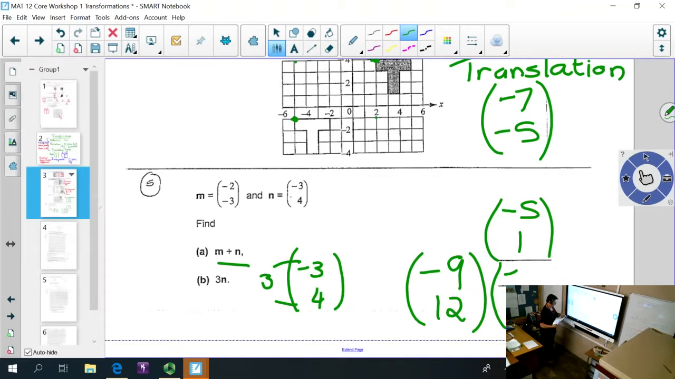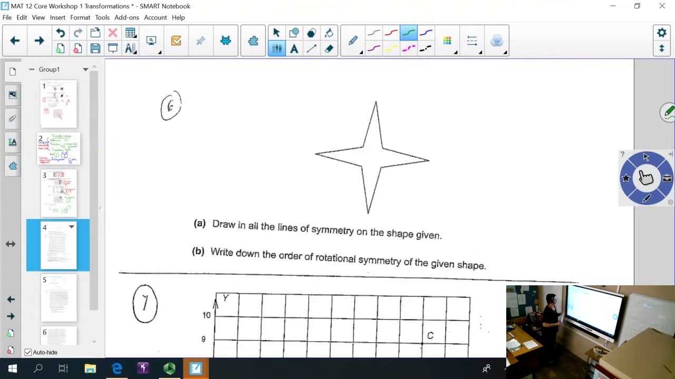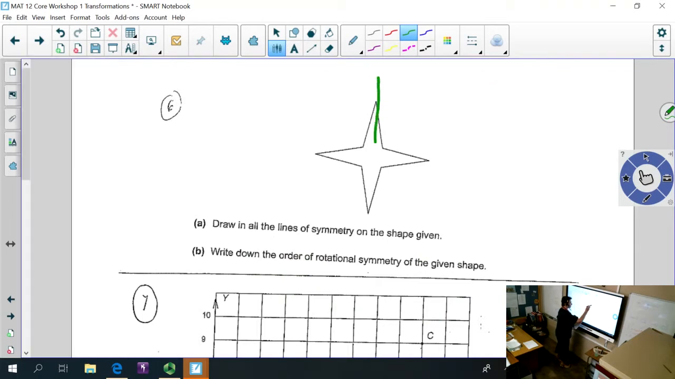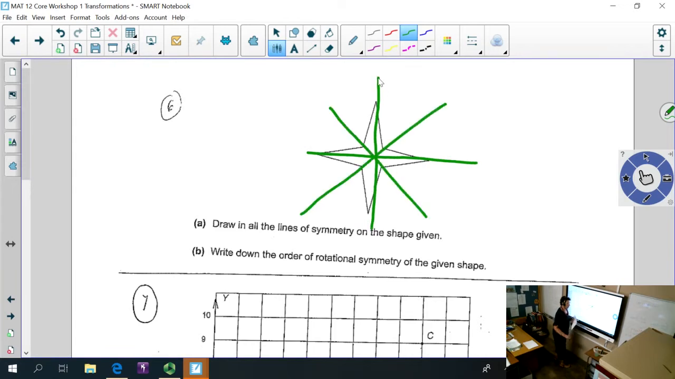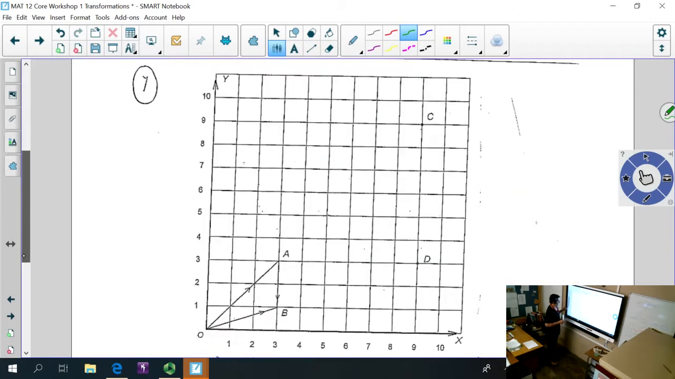Right, let's turn around. The next question, question 6. Draw in all the lines of symmetry on the shape given. So that means how many lines can you fold it on? It will be those two, but look there and there will also be lines of symmetry. And now the question is, what is the order of rotational symmetry? How many times can I turn it around? There's 4 lines of symmetry, so the order is going to be 4. Question 7.